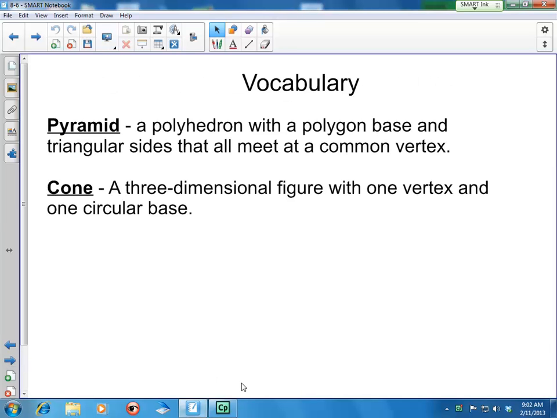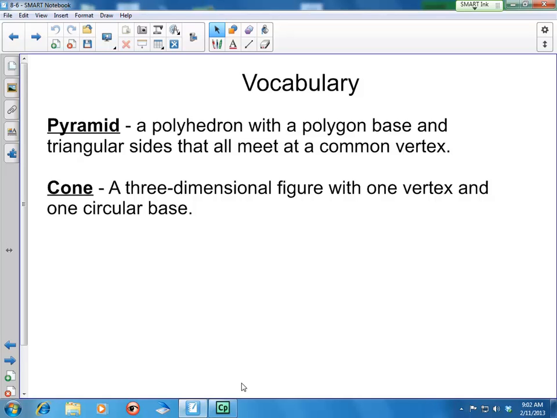You do have two vocabulary words today, the first one being pyramid. A pyramid is a polyhedron with a polygon base and triangular sides that all meet at a common vertex. And the next we have a cone, which is a three-dimensional figure with one vertex and one circular base. Now, you guys are all familiar with the way a pyramid looks and the way a cone looks.